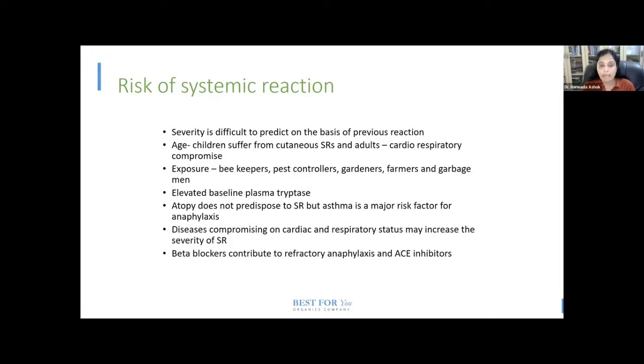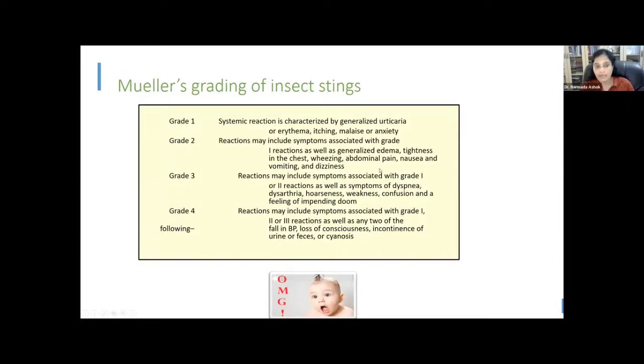The exposure: beekeepers, pest controllers, those sort of people who have an outdoor occupation or outdoor hobby are more prone. A plasma tryptase is something we must always do because it will help us rule out systemic mastocytosis. Atopy does not predispose to systemic reaction, but if there is asthma, that's a major risk factor for developing anaphylaxis. Many adults would be on cardiac drugs and are prone to a very severe systemic reaction.